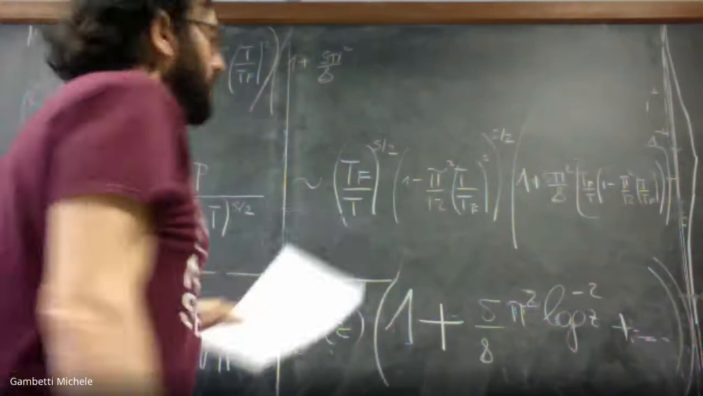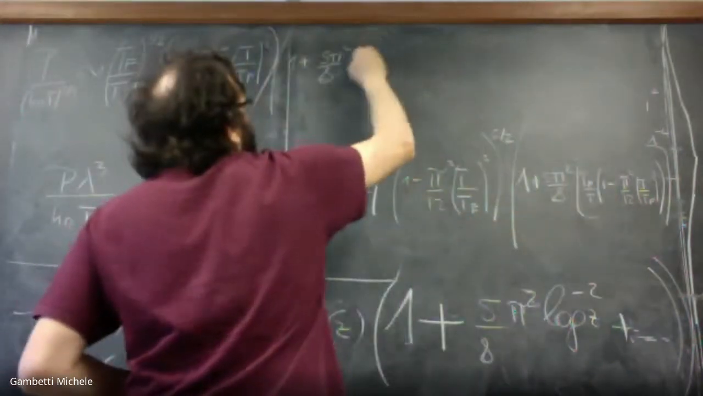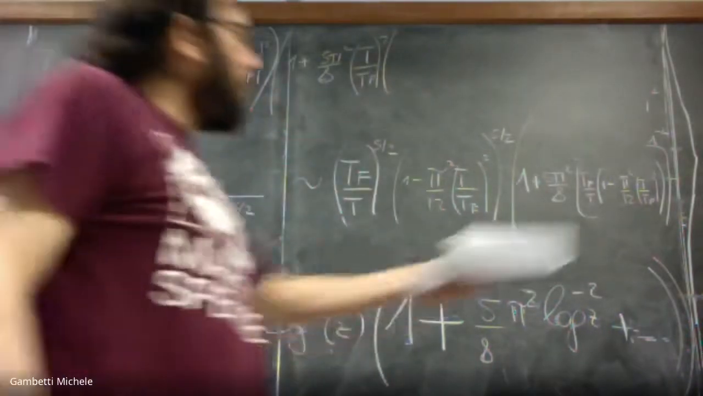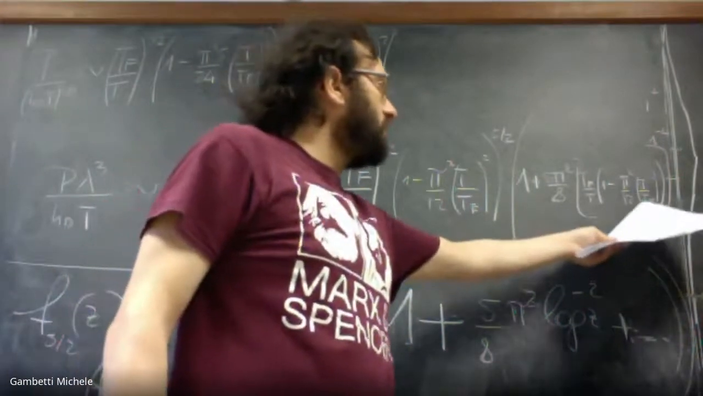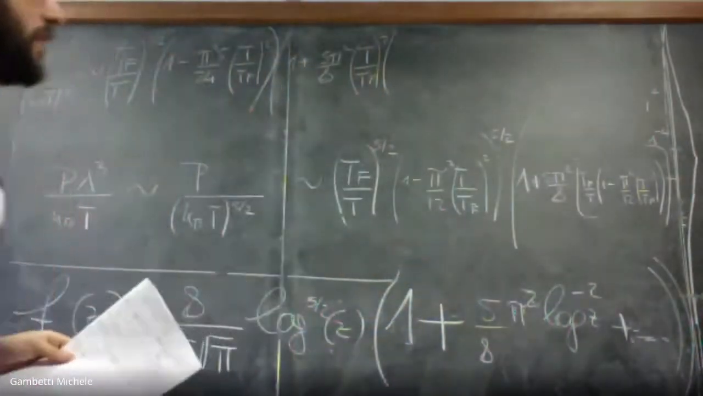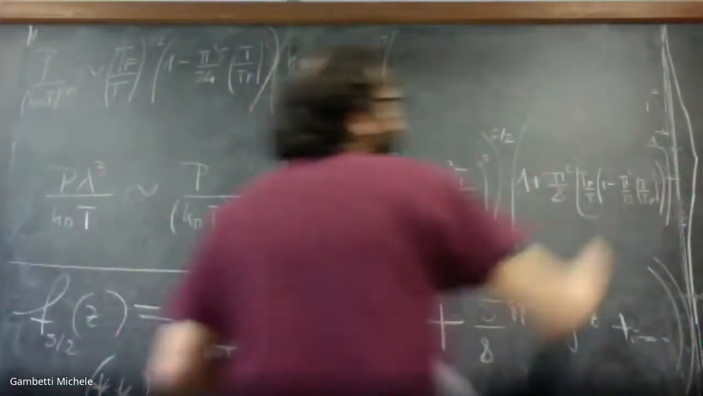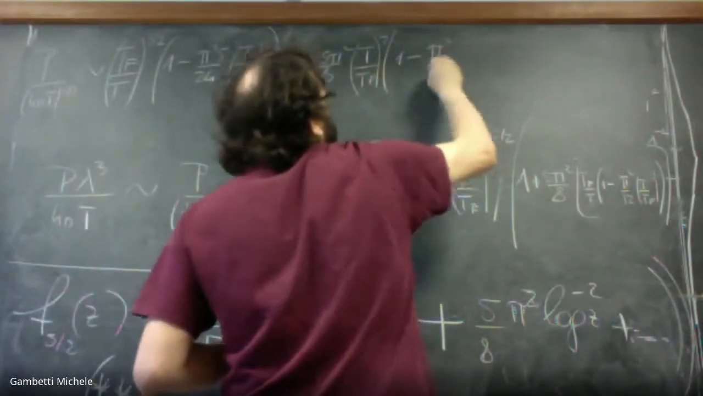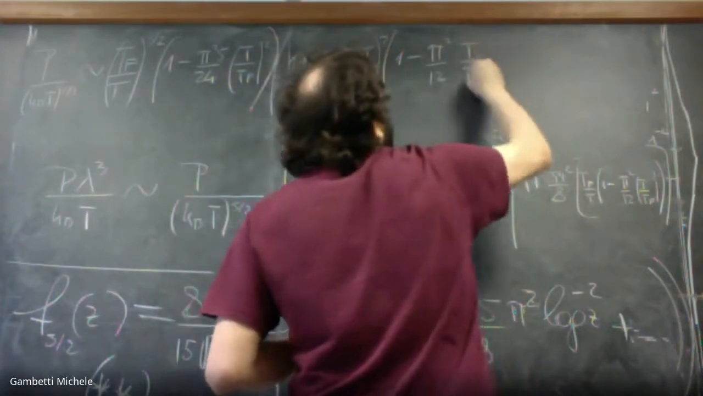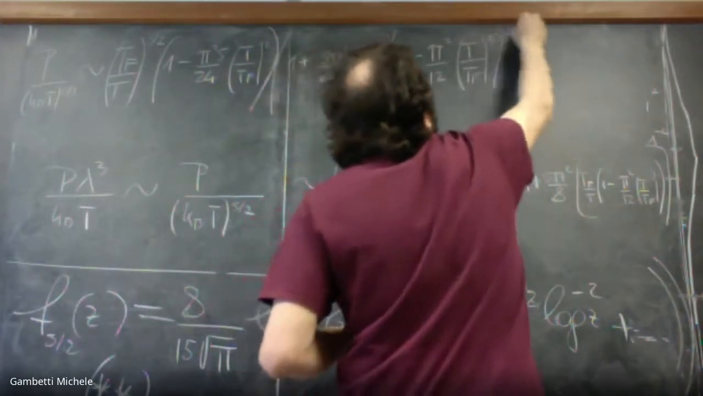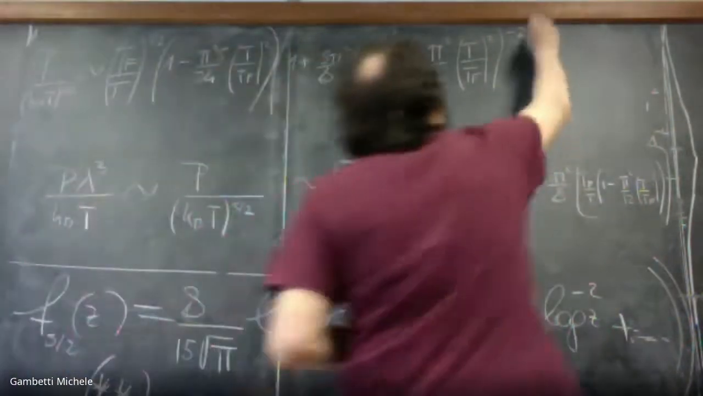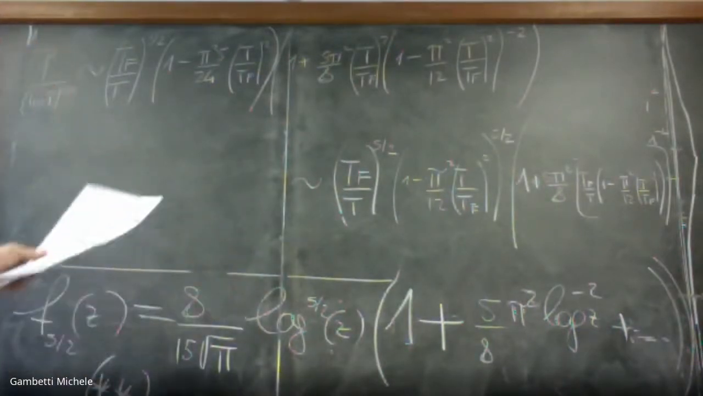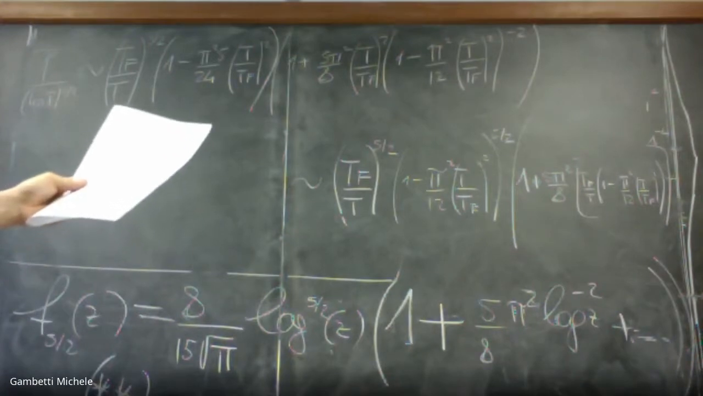Then I have a T over TF squared. Then I have a 1 minus pi squared divided by 12 T over TF squared, which again, using the fact that this is a small quantity, so let me do it, otherwise you cannot understand. 12 minus we have a T divided by TF squared, and this is to the minus 2. And I think it's close. Let me check if I have all the terms. Same. Yeah, okay.